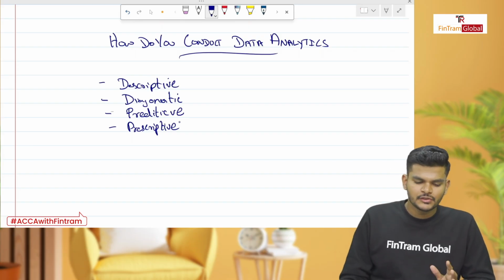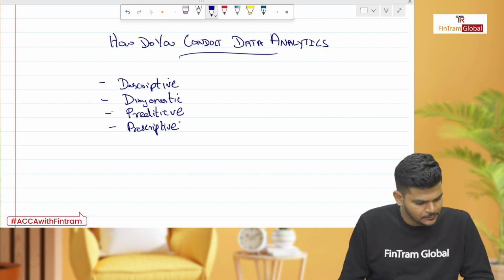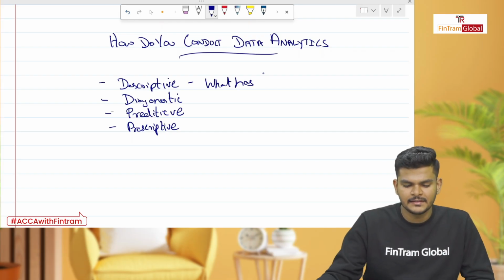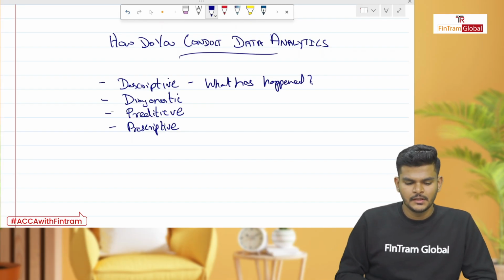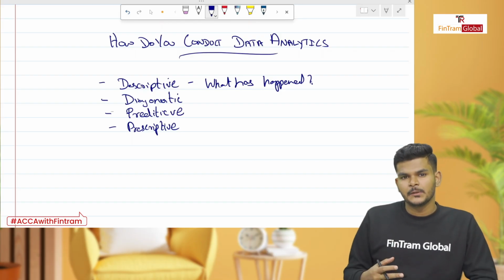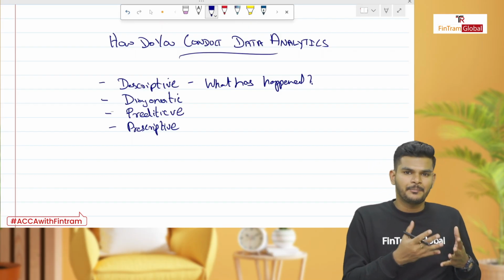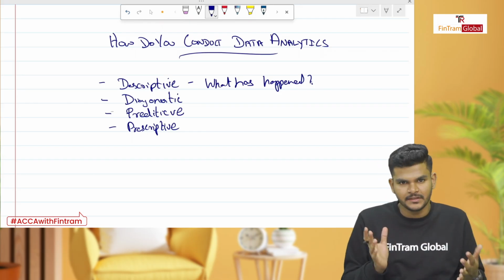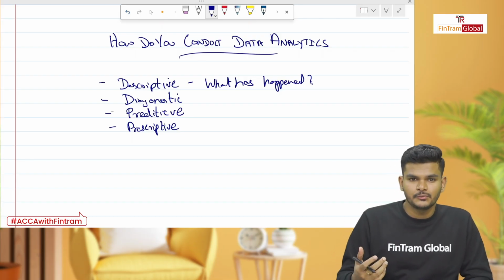Okay, folks. So what is step 1? Step 1, descriptive, is about what has happened. Okay, folks. So when it comes to the descriptive step, we look at the past, right? We look at things that have already happened. That's basically the first step, to understand what has already happened. Simple as that.